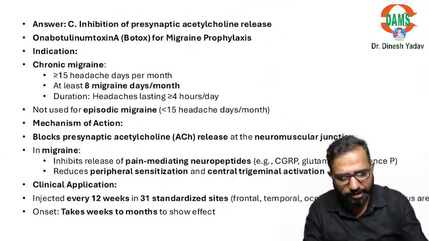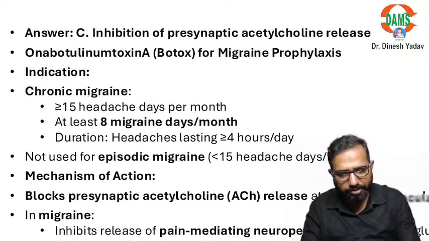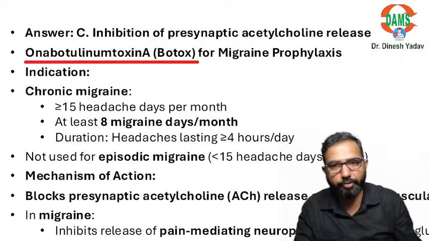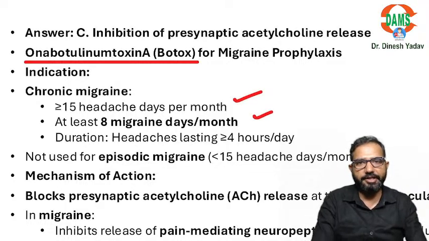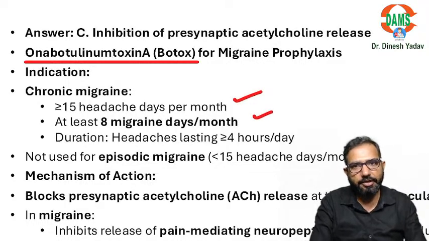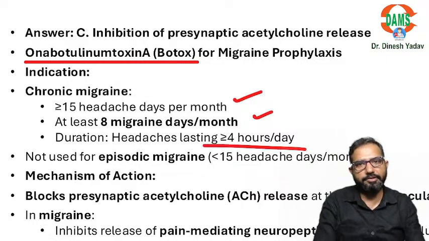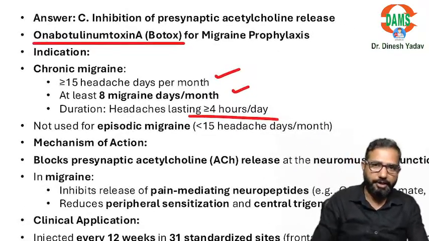So these are the drugs for migraine prophylaxis. Don't forget about this botulinum. Botox for migraine prophylaxis: more than 15 headaches and at least 8 migraine days per month. Duration of headache, you can see, more than 4 hours. Then you give this. It is the drug which is inhibiting the release of acetylcholine at the presynaptic level.